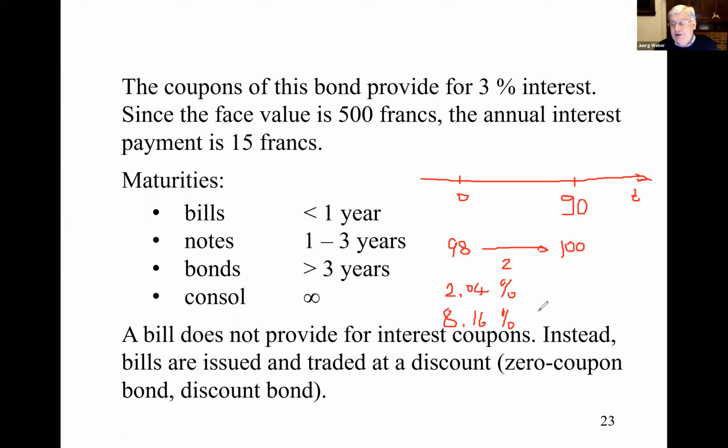In finance, we always express returns in annual terms, and so we can compare returns from different investments. So a bill does not involve a coupon. Instead, it's issued at a discount. It's issued below par. So that's why we also call a bill a discount bond, or maybe a zero coupon bond.